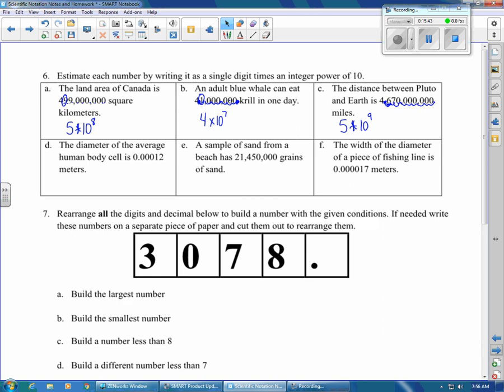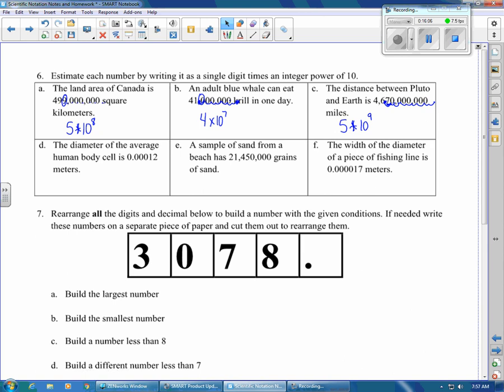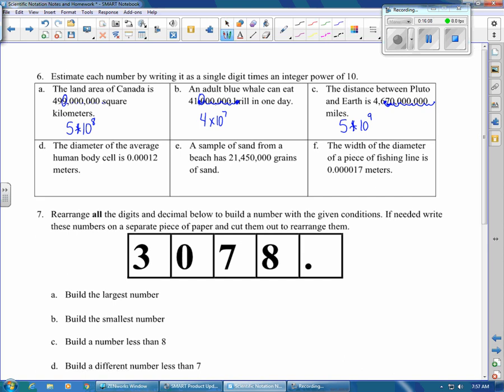You know what? Let's do the next one together because it's really, really small, and then I'm going to have you pause the video. So right now, we're looking at a diameter of an average human body cell as being 0.00012, and I'm just going to say it that way because I would get very tongue-tied trying to say it the proper math way, and it would be hard for you to understand what I'm talking about as well. Here we go. So my decimal is currently here.